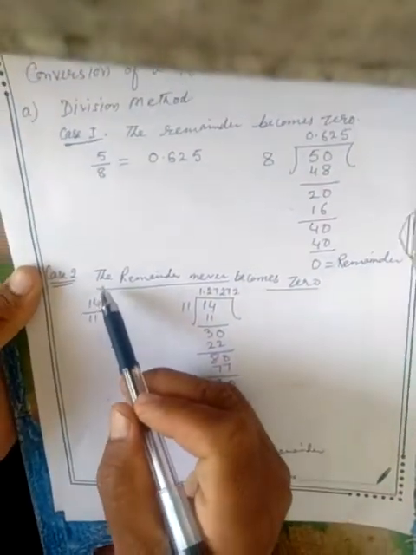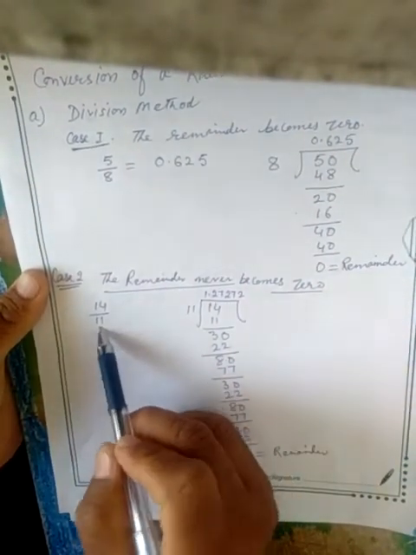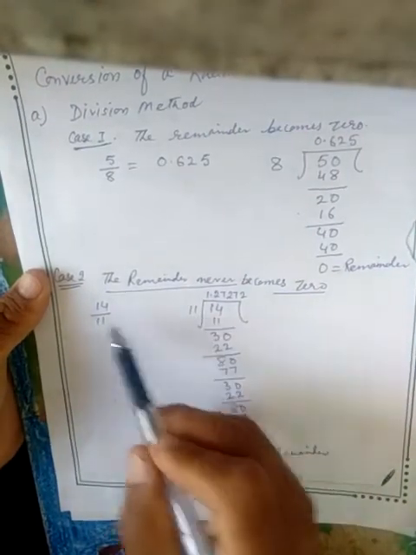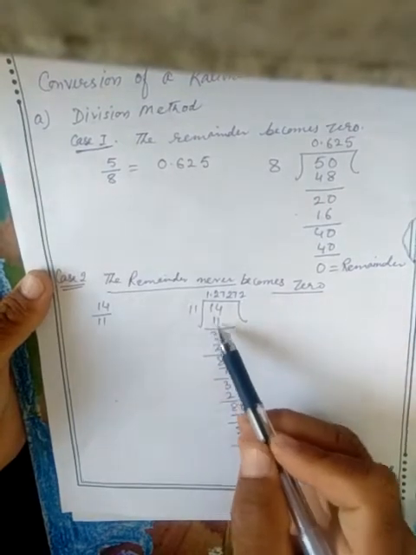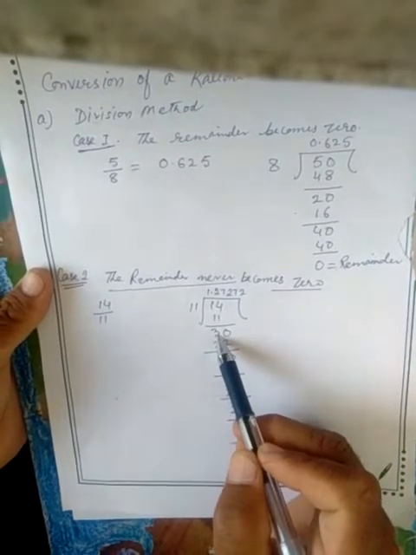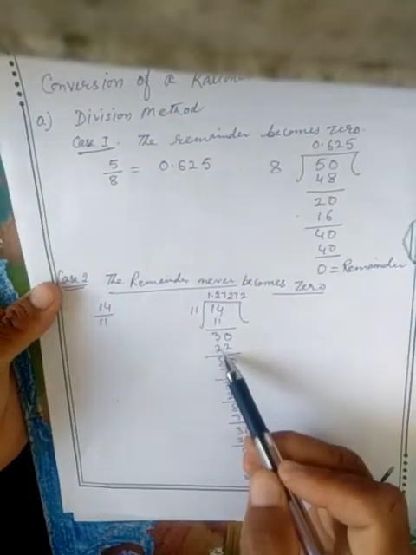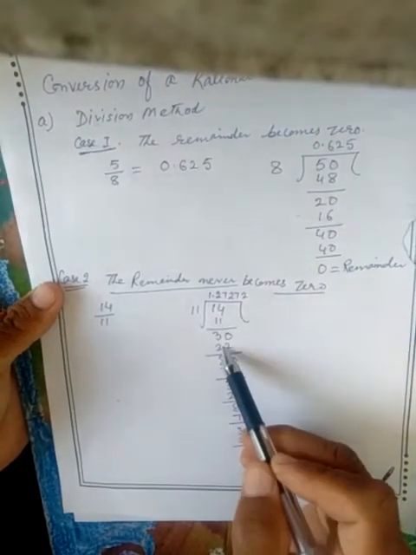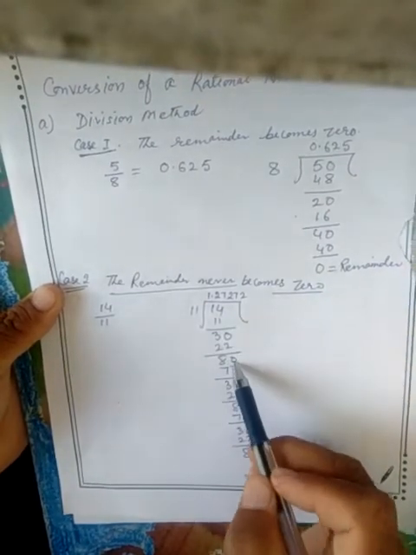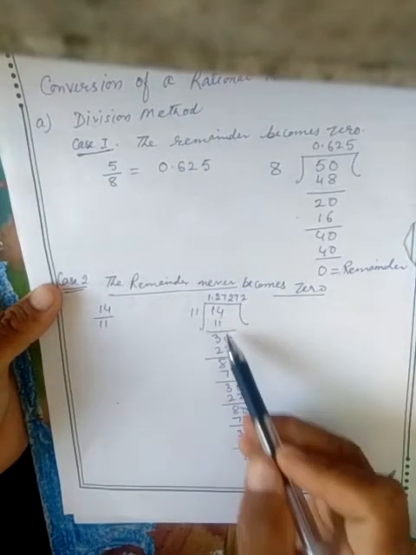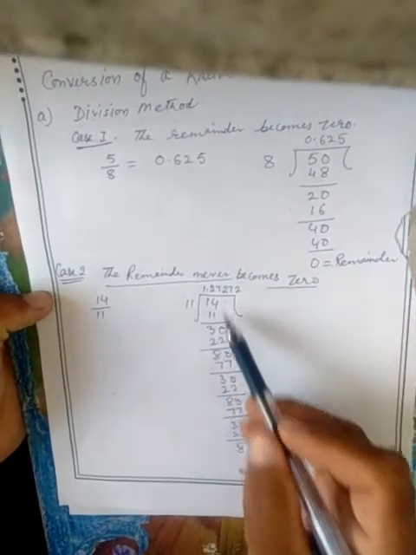And there is another case when the remainder never becomes 0. For example, 14 upon 11. When you divide 14 by 11, 11 ones are 11, then the remainder comes out to be 3, which is less than 11. So place 0 here and make a decimal here. After that, 11 twos are 22, then remainder 8, which is quite less than 11, then again place 0, then 11 sevens are 77, 3 is small, then again place 0, 11 twos are 22.